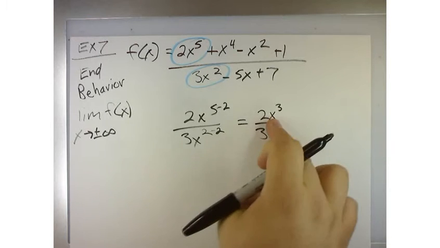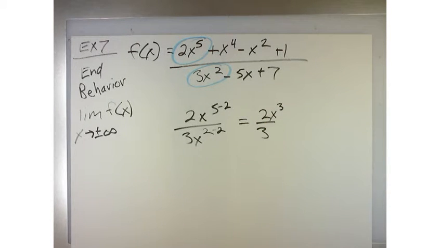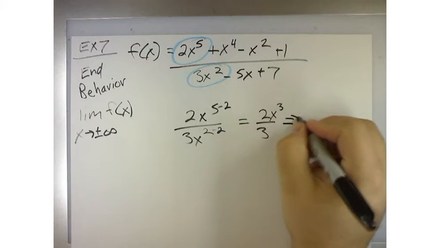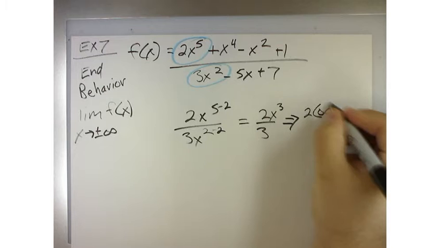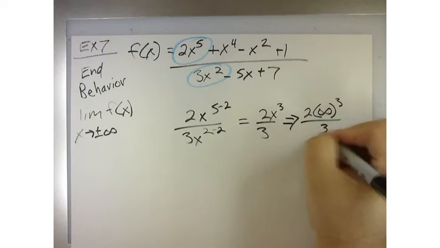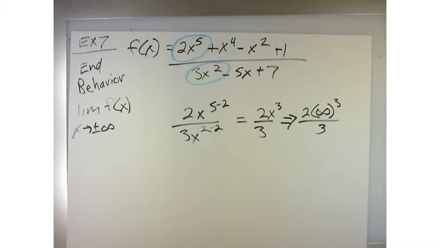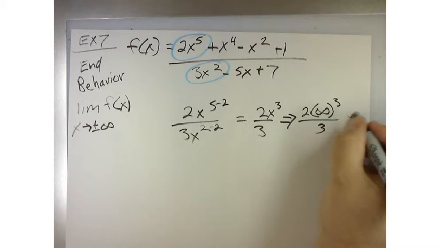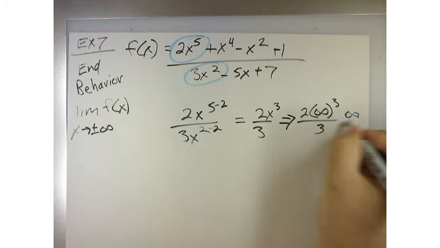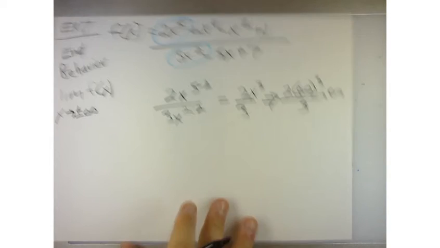Well, if I approach infinity with this term, what will the limit approach? 2 times infinity cubed over 3. What is that approaching? Infinity. So the limit of this function would approach infinity. Does that make sense?